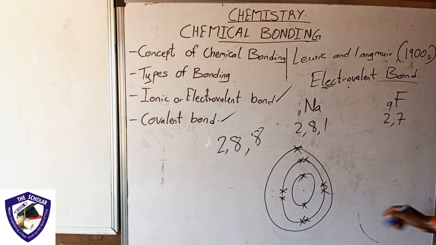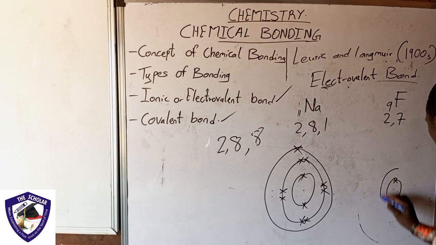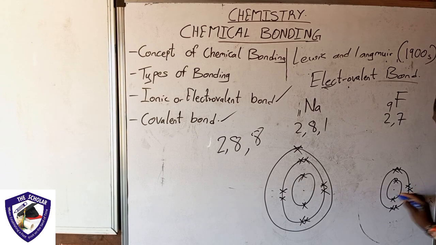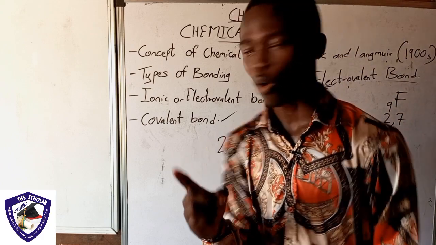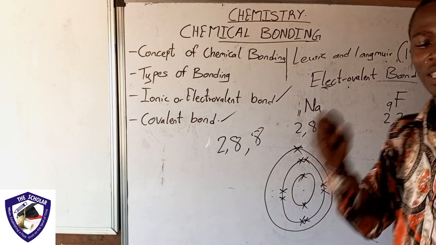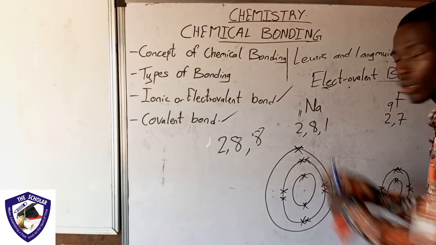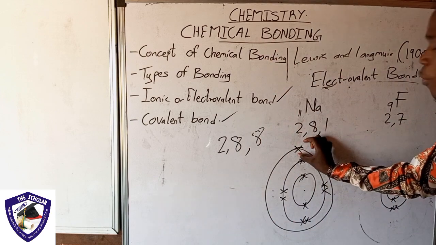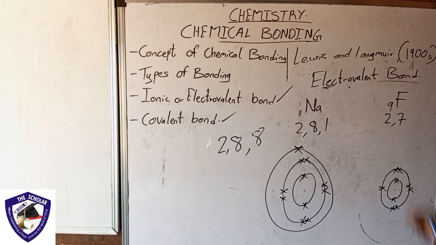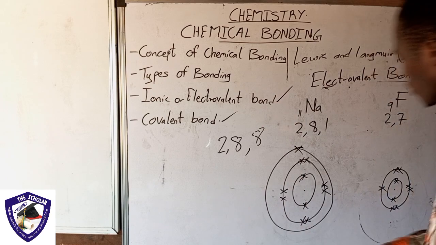The 1 electron at the outermost shell. Then for fluorine, we have this. Seven. We have 2 electrons. Then we have 7 electrons at the outermost shell. Fluorine needs just 1 electron to what? To complete its octet configuration, to make it more stable. Sodium, on the other hand, has 1 electron at the outermost shell. So there will be a loss of electron from sodium to what? To fluorine. So fluorine is going to gain 1 electron.